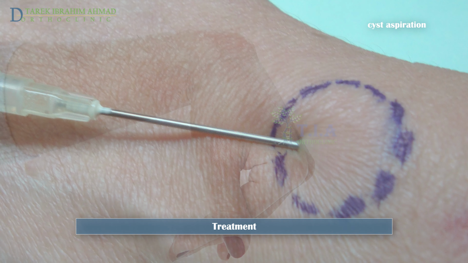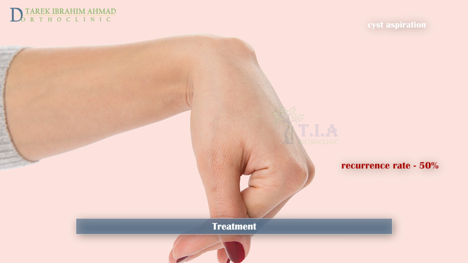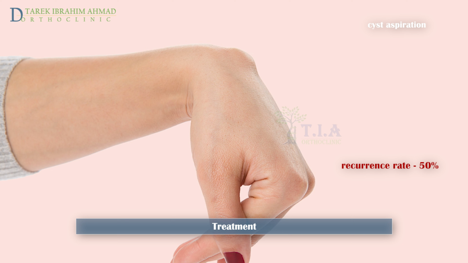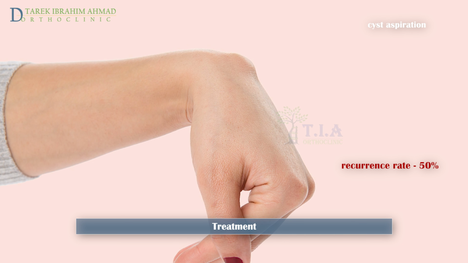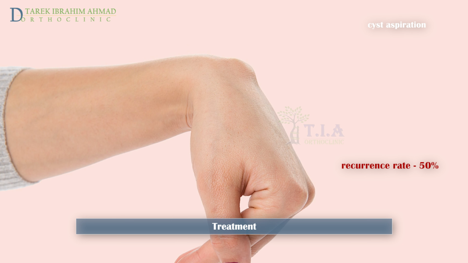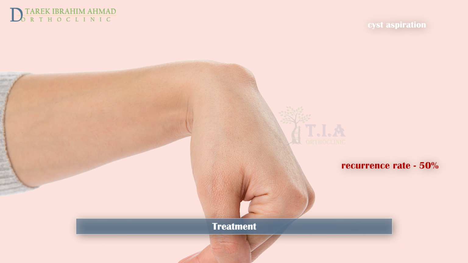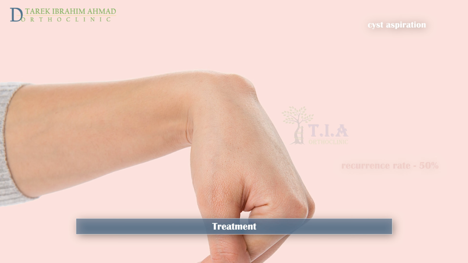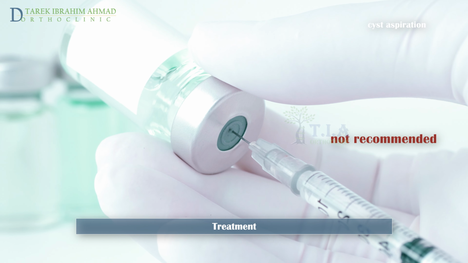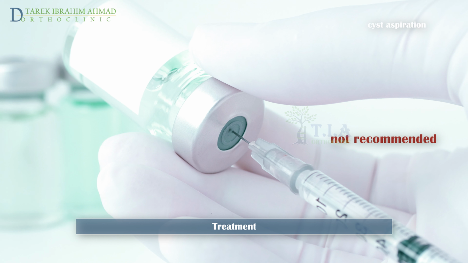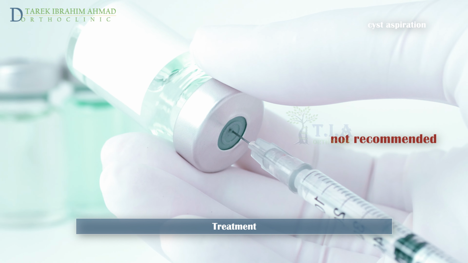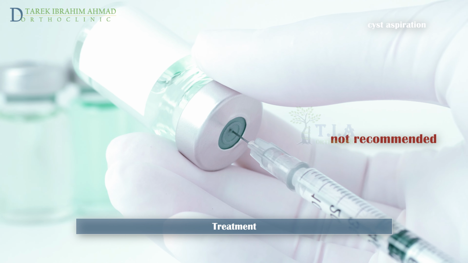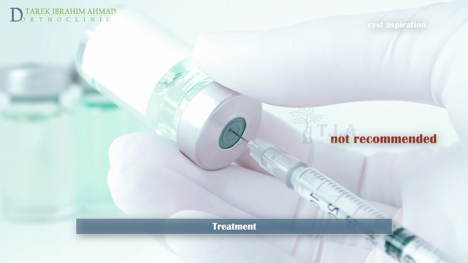If the cyst recurs rapidly within 2 to 4 weeks after the first aspiration, a second aspiration is unlikely to be successful. However, if the cyst recurs after a longer period of symptom relief, closer to 1 year, another aspiration may be attempted. We do not recommend injection of ganglion cysts with cortisone based upon evidence that there is no added benefit, and there is a potentially increased risk of subcutaneous fat atrophy and skin depigmentation.